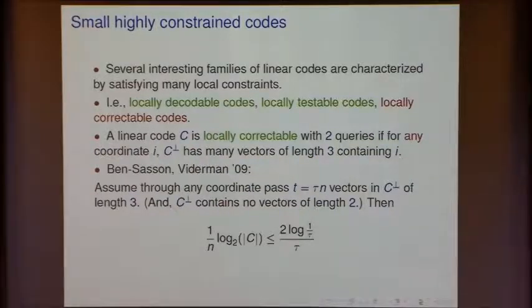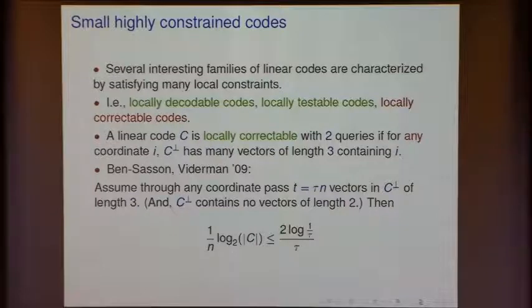Here's a theorem of Eli Ben-Sasson and Michael Viderman from 2009. It assumes that we have many vectors of length 3 passing through any coordinate of our code, and assumes that there are no repeated coordinates in our code, so the dual code contains no vectors of length 2. Then we have this bound: the cardinality of the code is at most this, up to a logarithmic factor, sorry, up to taking logs on both sides.